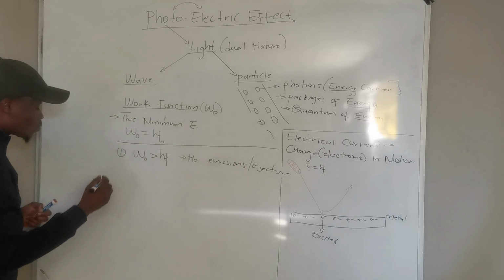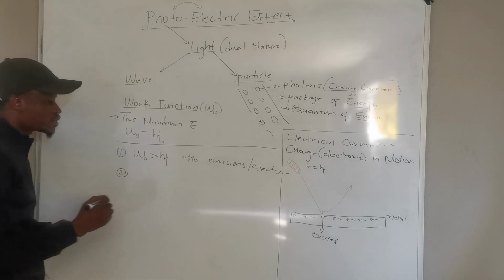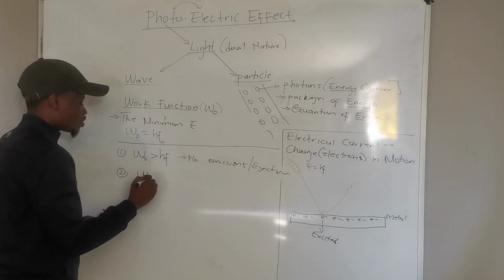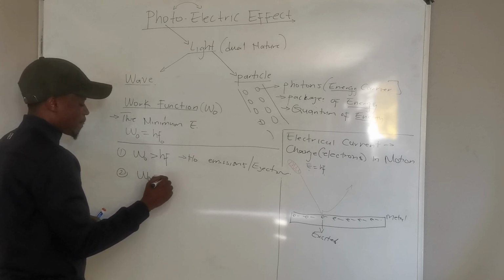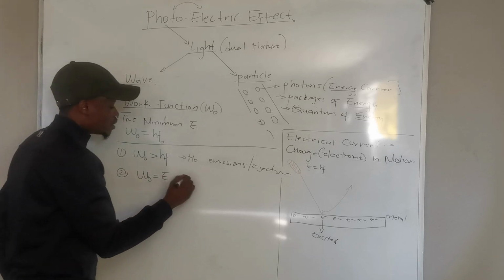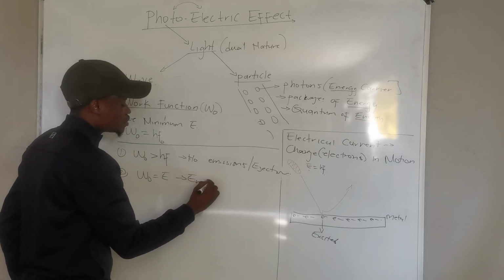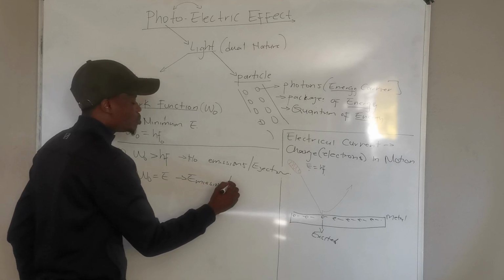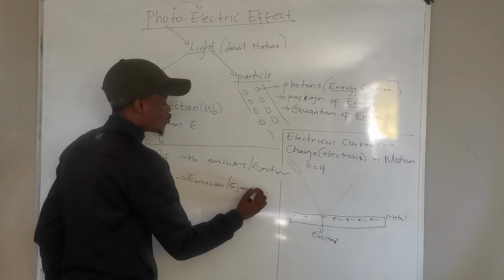Okay. The second one is this. If my work function is less than the energy, let me use the E then, if the energy is greater, there will be an emission, or there will be an ejection of electrons.